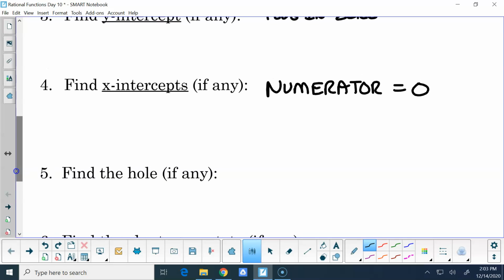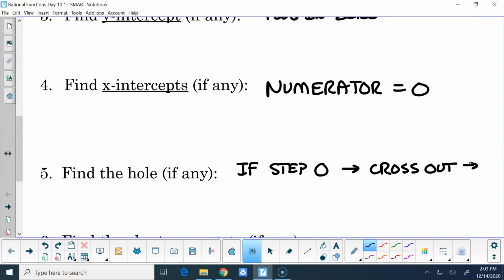Next, we're going to find the hole. We're going to find the hole by, if we cross something out in step 0, that's going to lead us to our hole. And so we take what we crossed out, we set all of the factors that we simplified, that we got rid of in step 0, equal to 0, plug them into our new simplified function, and that's going to give us any and all holes.